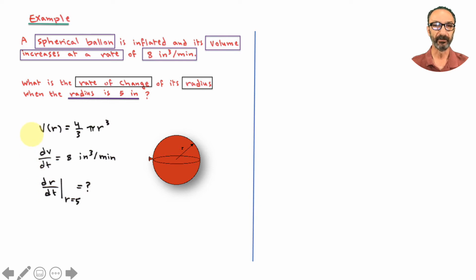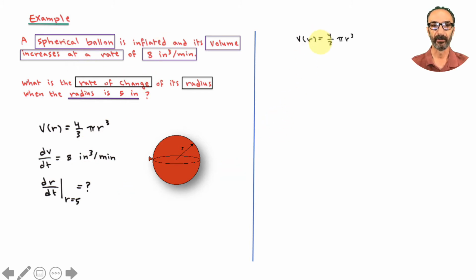We have the volume of a sphere is 4/3 pi r cubed. dV/dt, that's right here. The spherical balloon volume increases at this rate, so I write it down. They want the rate of change of the radius, that's dr/dt, when r equals 5. Now the problem is more clear in just math instead of statements.